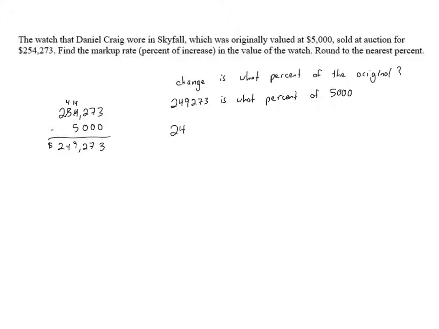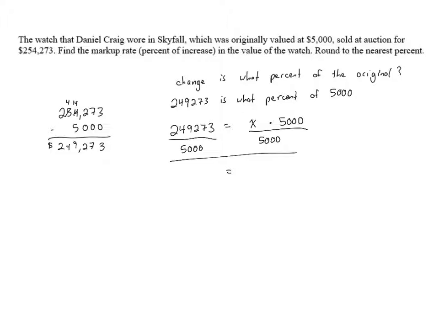This is going to become 249,273 equals, and since we don't know the percent, that's going to be our variable x. Of represents multiplication, and then we've got 5,000. So we have 249,273 equals x times 5,000. To get x alone, we need to divide both sides by 5,000.